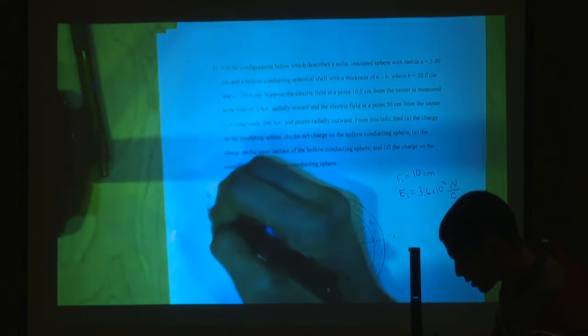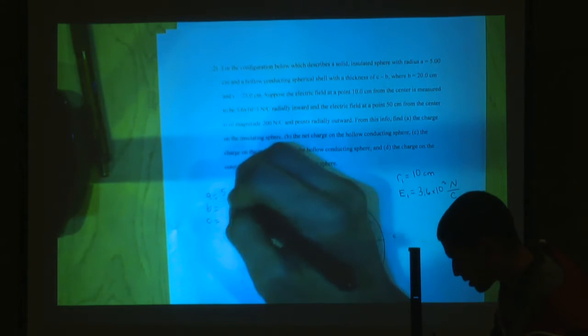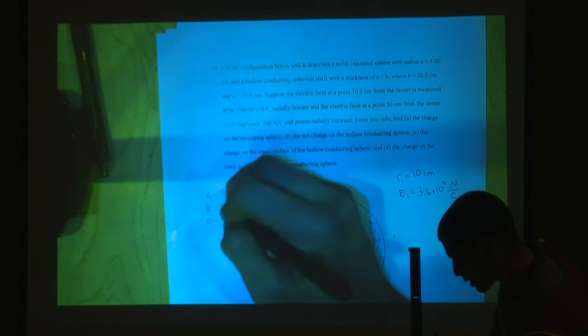So that electric field is going to be radially inward. It's going to be very important for us. Okay, so there's our electric field 1 with that magnitude. Let's just write out what A, B, and C are equal to real quick. A is 5 centimeters, B is 20 centimeters, and C is 25 centimeters.